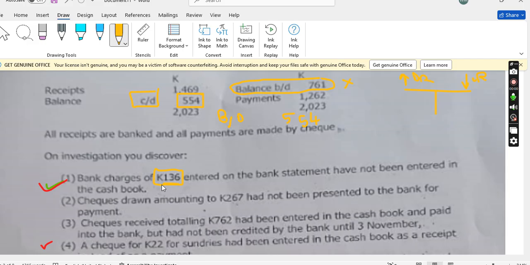Okay, so this 136 we credit. The next transaction, checks drawn amounting to 267 had not been presented to the bank for payment. Okay, so these are unpresented checks. Sorry, sir. Did you say on bank charges we're debiting them? No. It's a payment. It's a payment. So you credit.